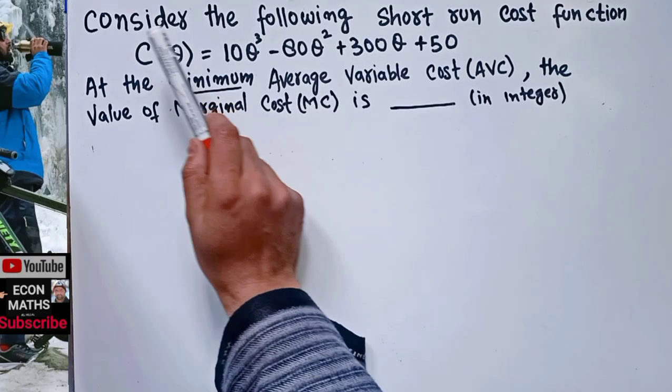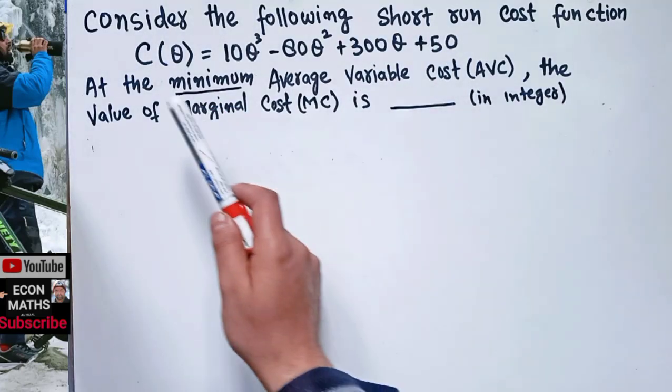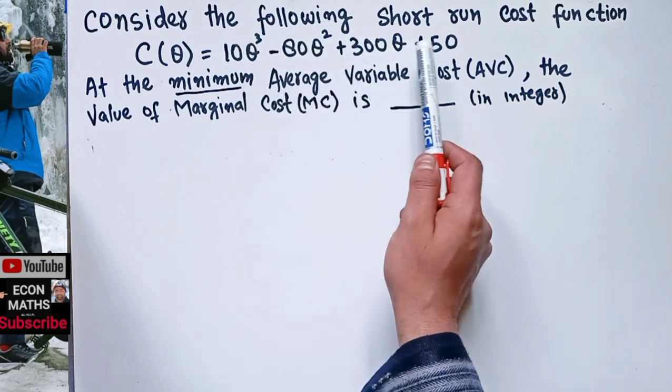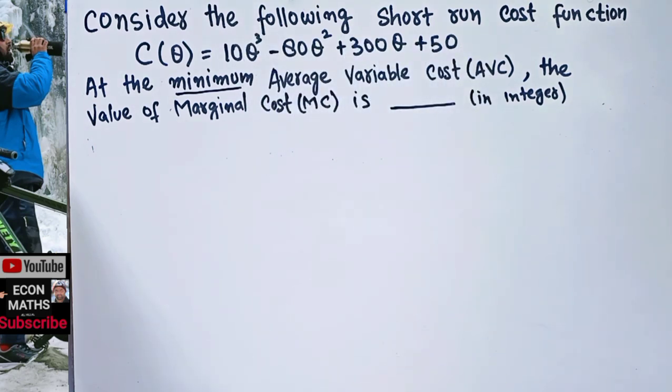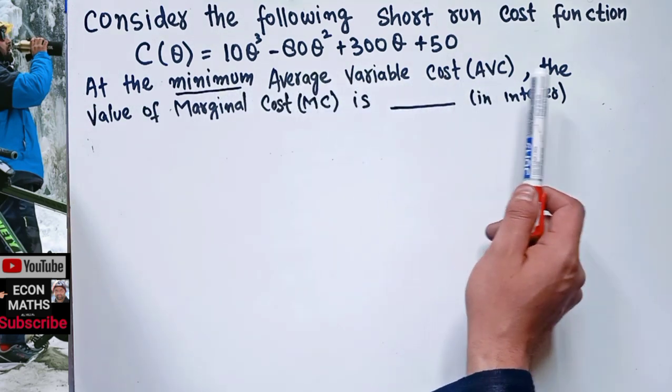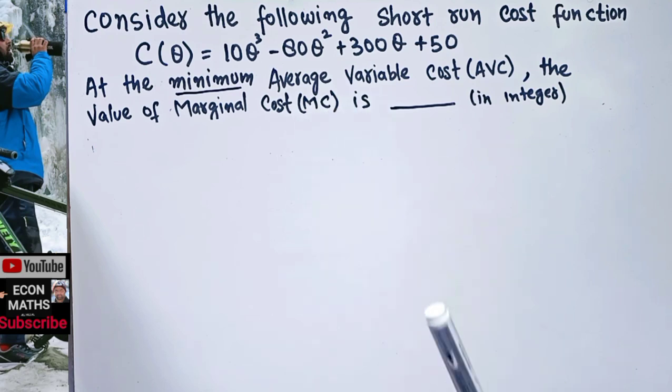The question is, consider the following short run cost function. C of q is equal to 10q cube minus 80q square plus 300q plus 50, where q denotes the output. At the minimum average variable cost, the value of marginal cost is, we need to find out.